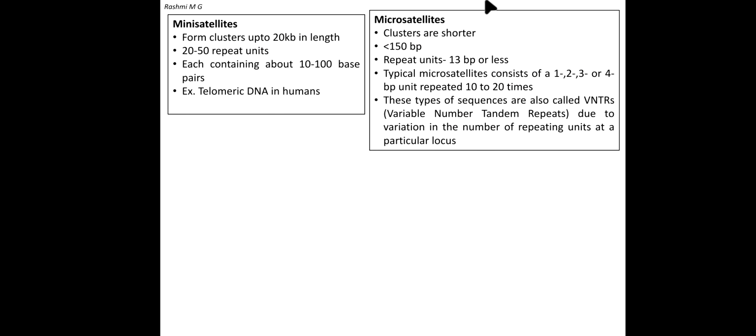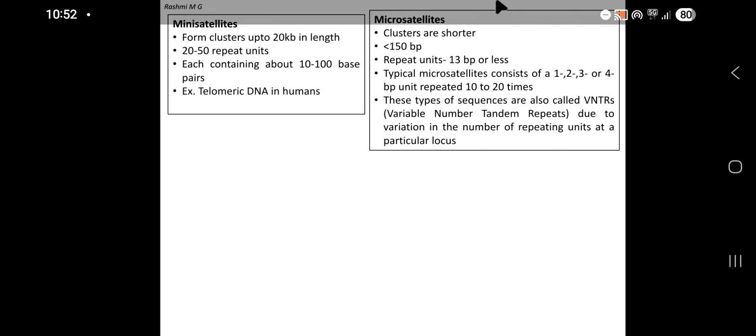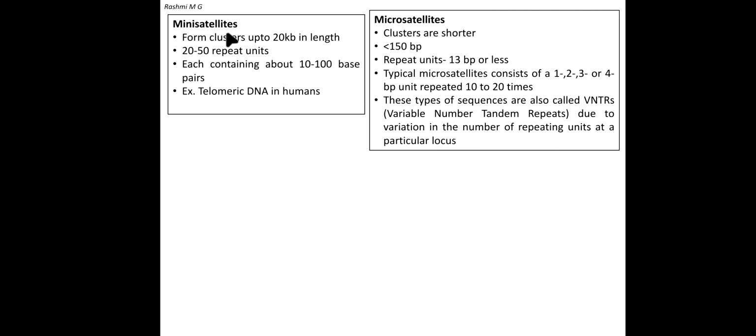Next is minisatellite and microsatellite. This is a subtype under the satellites. Minisatellite forms clusters up to 20 kb in length. They have 20 to 50 repeat units, each containing about 10 to 100 base pairs. Example, telomeric DNA in humans. What are microsatellites? Microsatellite clusters are shorter, less than 150 base pairs. Repeat units are 13 base pairs or less. Typical microsatellites consist of a 1, 2, 3 or 4 base pair unit repeated 10 to 20 times.